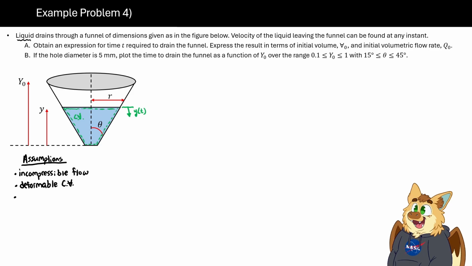And this is especially more understandable if we look at part B, where we see the hole diameter is only 5 millimeters, but we see that the range of y naught that we have to plot over is 0.1 to 1 meter. So kind of the ratio between the diameter and the height of the cone is very significant. So we can definitely approximate this as a conical volume, not a funnel volume.